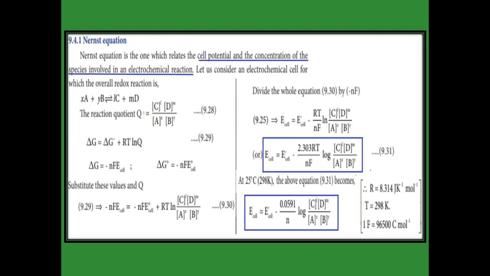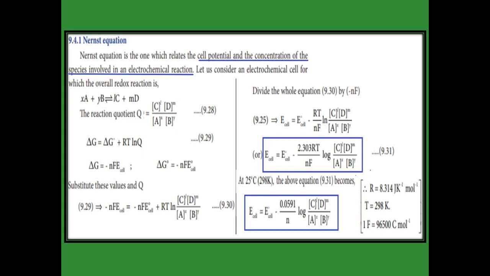From the Nernst equation, we can calculate the E cell of the reaction with the concentration of the reactants that are involved in that electrochemical reaction. See the equation in the overall reduction reaction: x mole of A plus y mole of B reacted together gives l mole of C plus m mole of D. For that, what is the reaction quotient? Under non-equilibrium condition, we get a constant value. That is, product concentration is written in the numerator and reactant concentration in the denominator.